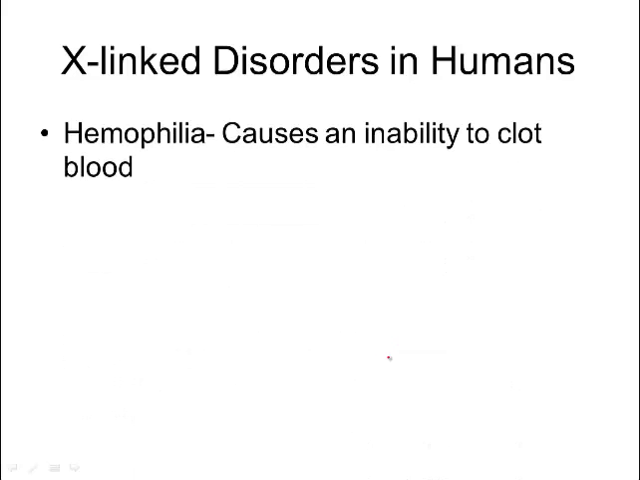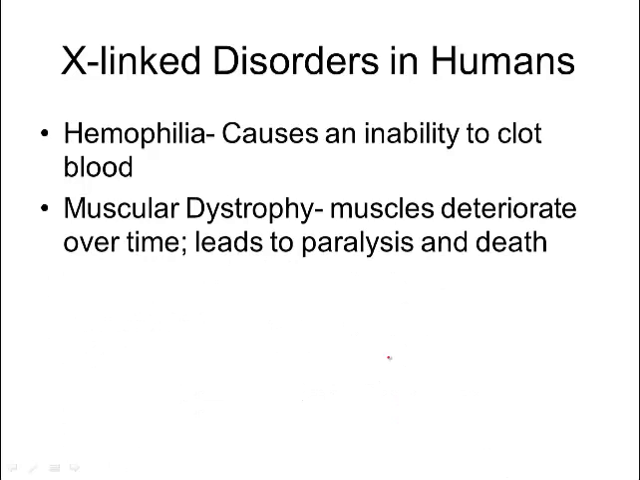All right, now X-linked disorders in humans. We just saw color blindness is one of these kinds of disorders. Hemophilia is another one. Hemophilia is on the X chromosome, and somebody who has hemophilia cannot clot their blood. So if they get a cut, their blood will not stop bleeding. It'll keep flowing, whereas normally when you get a cut, your blood will clot up and cause you to stop bleeding. Another example here is muscular dystrophy.